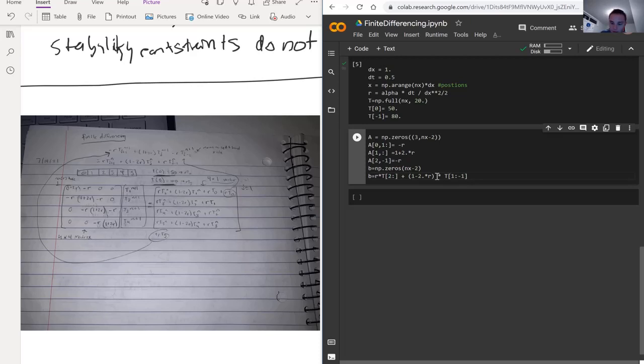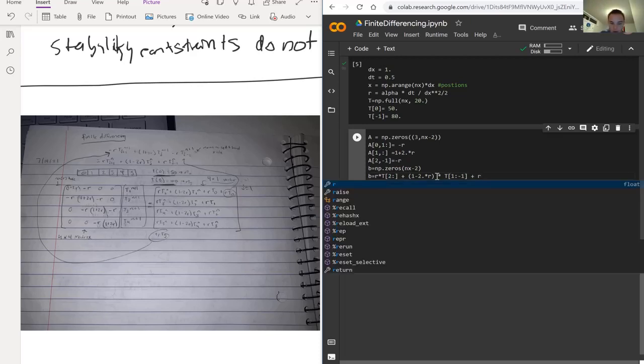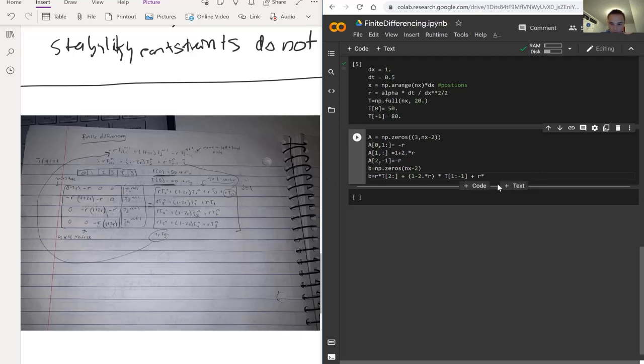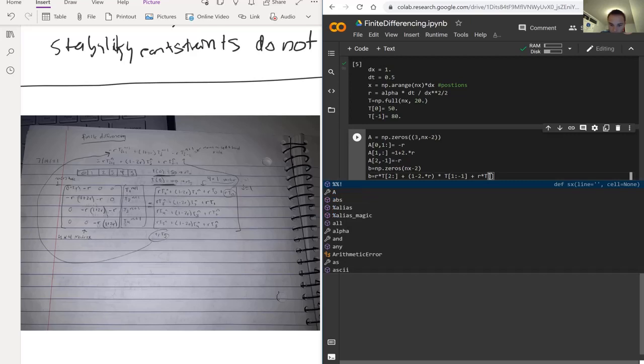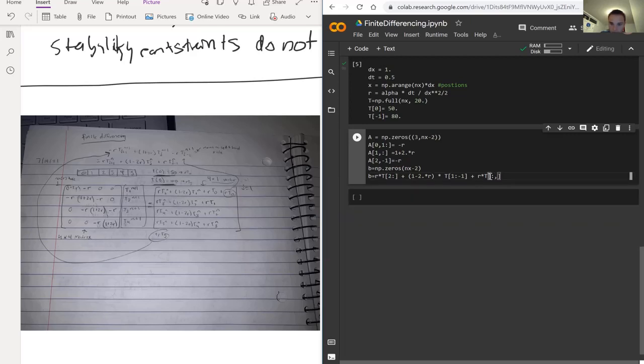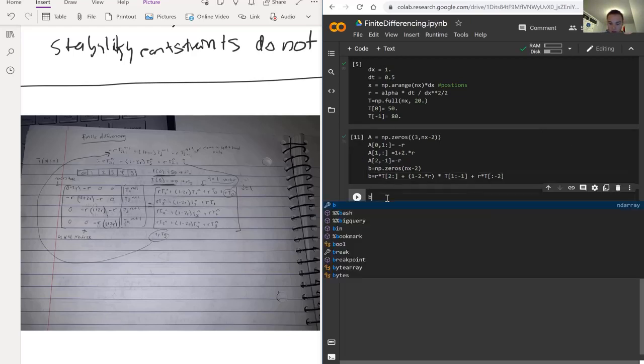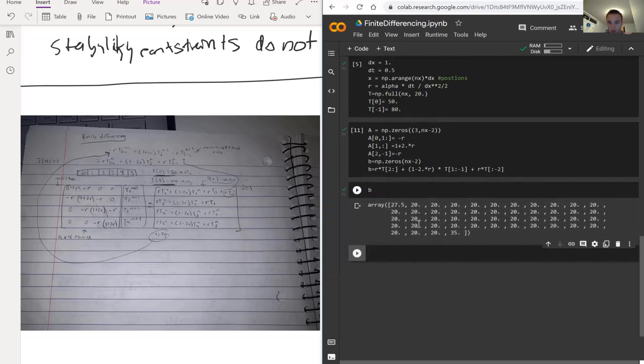And then we'll have plus our r times, if we look over at our matrix, the temperature at the back of the matrix. So we're going to have T, from all the way to the front, minus 2 colon, and then minus the temperature that's coming from the back. So we have the :-2, the temperatures there. So then we'll go ahead and shift enter that, and we can just check our B values real quick. Okay, so that's our array for our B's.